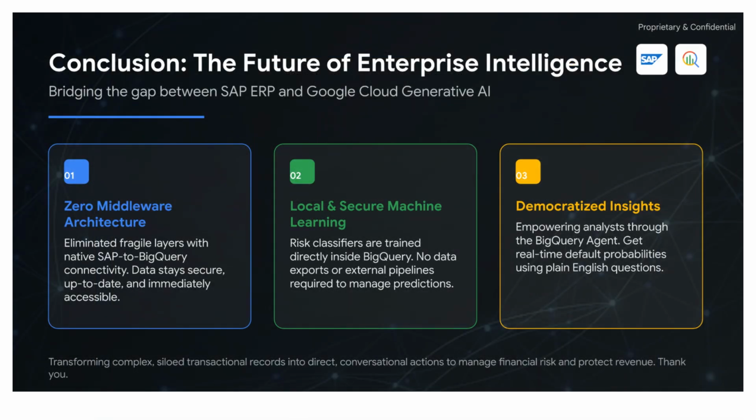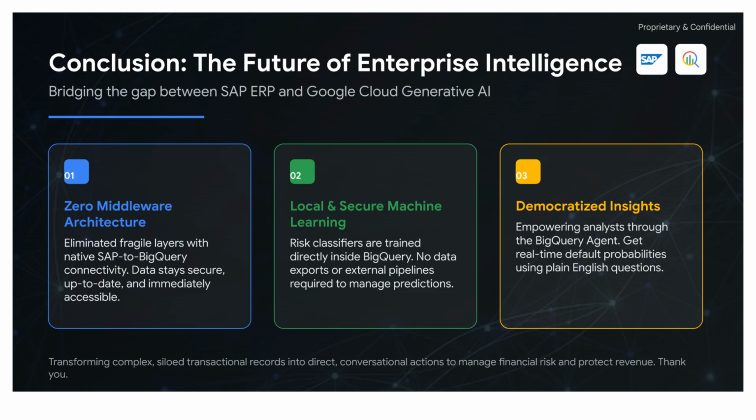To wrap up, this proof of concept demonstrates how easily we can bridge the gap between heavy ERP transactional systems and modern generative AI. By connecting SAP DataSphere directly to Google Cloud, we have unlocked 3 major advantages for the business. First, we eliminated the need for complex, fragile middleware. By connecting natively to BigQuery, our data stays secure, up-to-date, and immediately accessible. Second, we kept our machine learning local and secure. Training our risk classifier directly inside BigQuery means we didn't have to export data or manage external analytical pipelines.